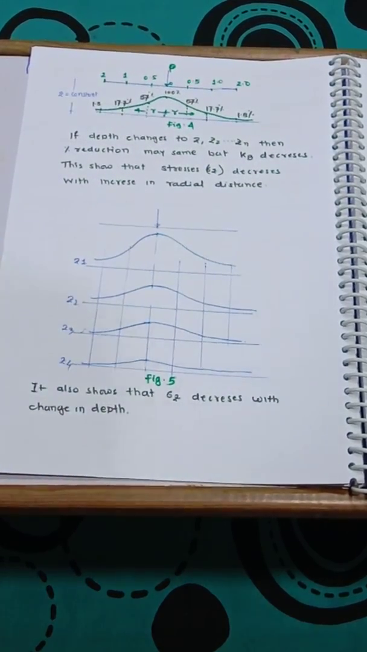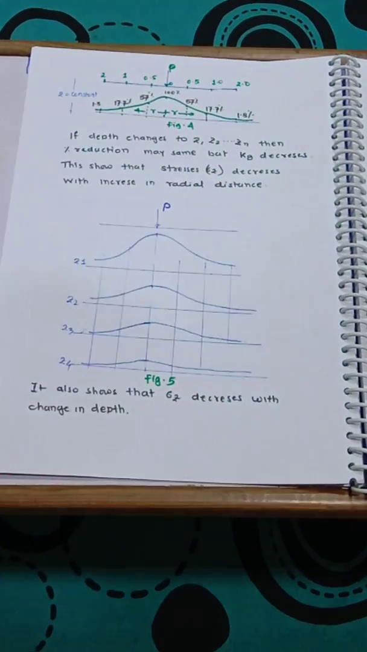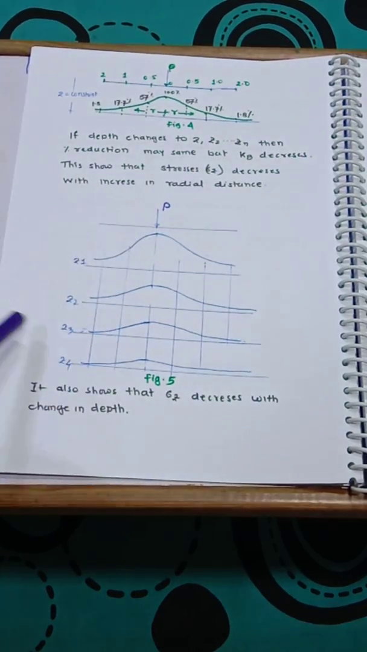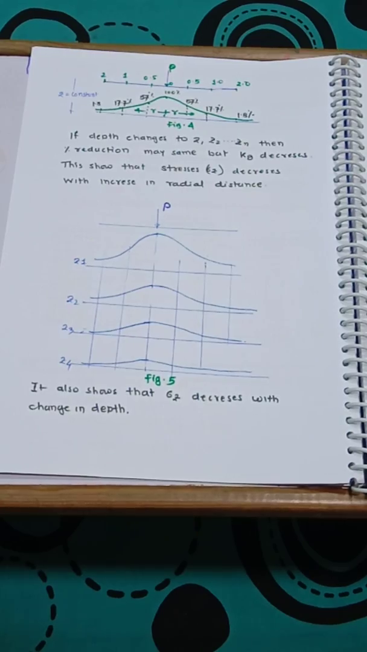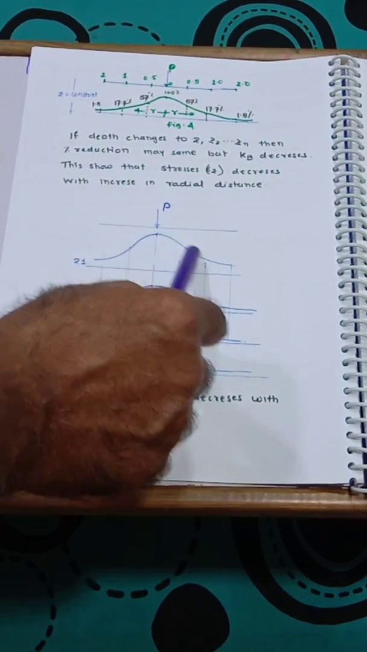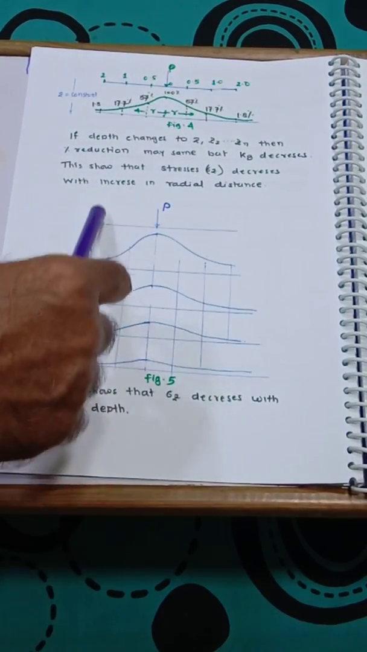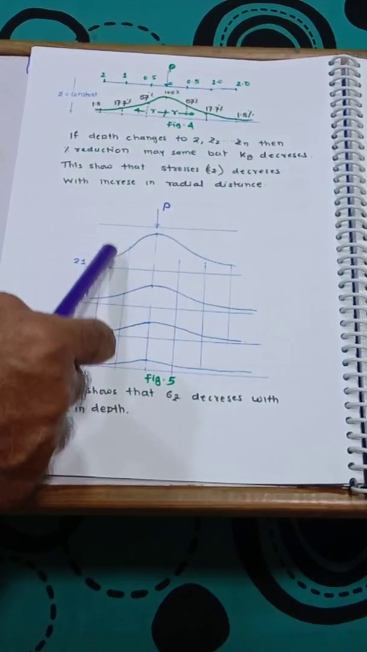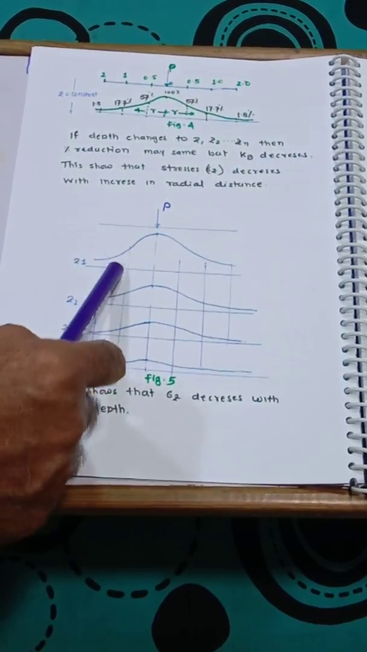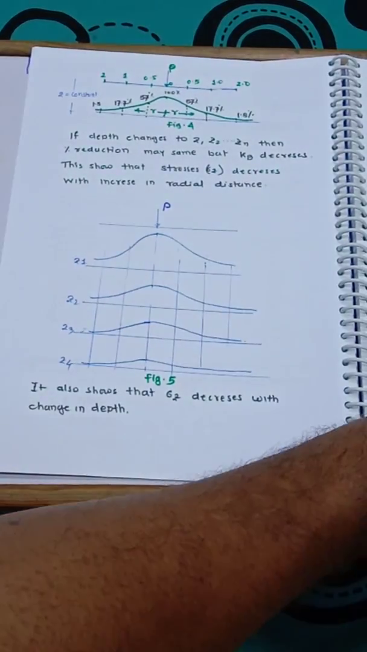One more thing: when this diagram is plotted for a load equal to 1, it is also called an influence diagram. What is the advantage? For a unit load I get this diagram, and then I can move the load anywhere. Directly multiplying the load by this ordinate, I get the stress. That is the advantage of an influence diagram.